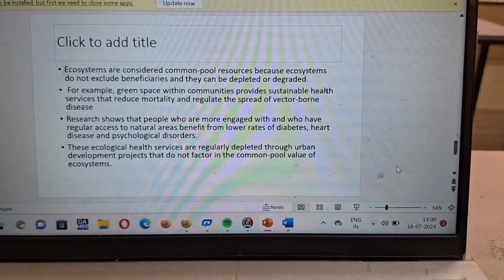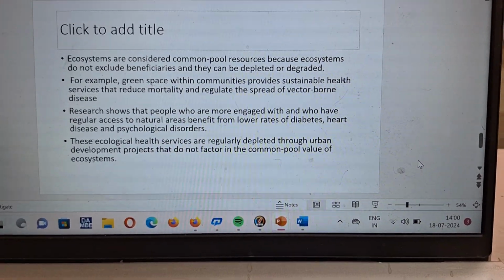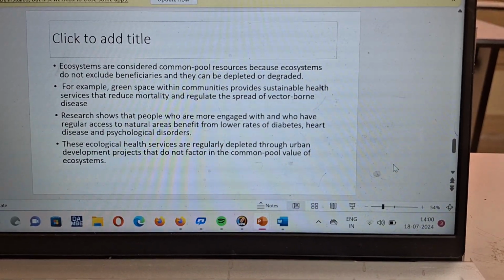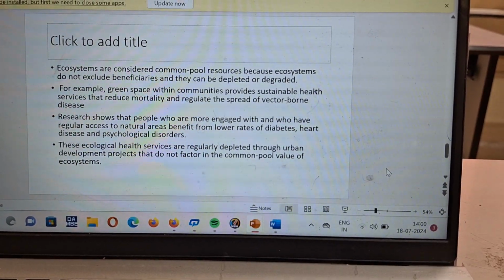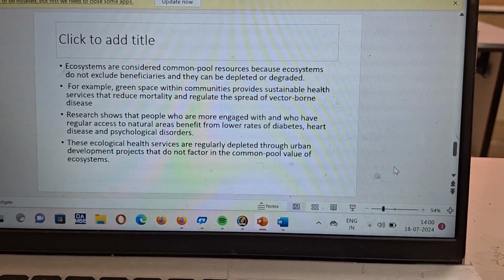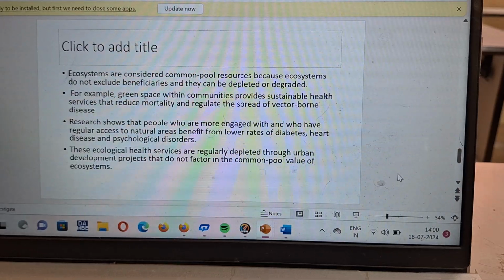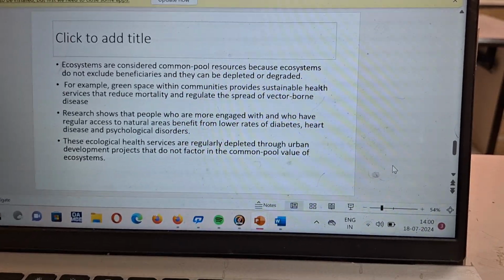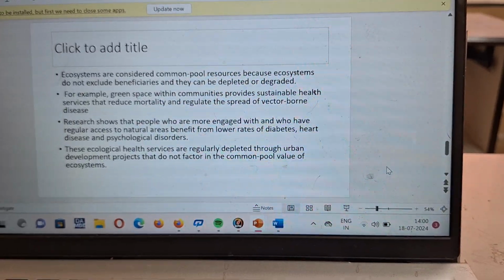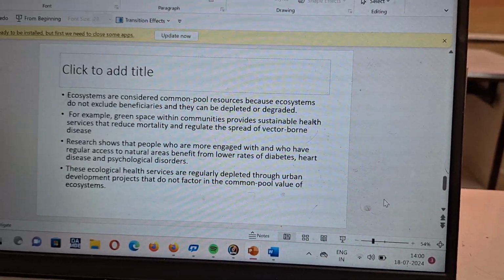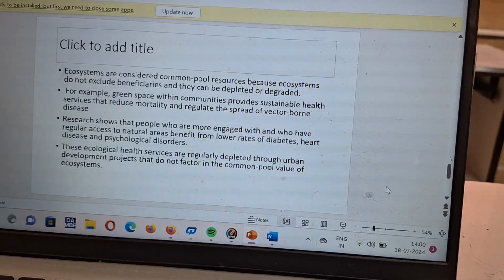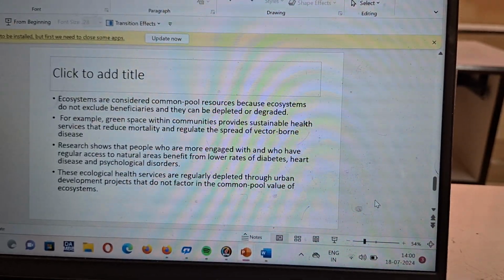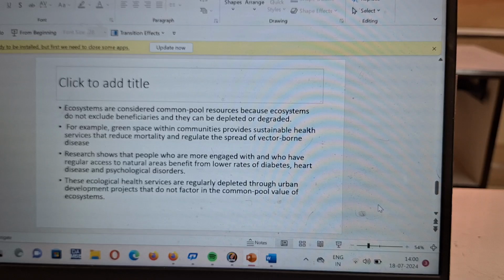So we are nearing the end of the slideshow. Ecosystems provide a lot of things. For example, a benefit of ecosystem is that there is a lot of green space available which prevents the spread of vector-borne disease, and these large green spaces provide good parking place, good oxygen, and of course it will reduce the mortality because you are getting fresh oxygen in the large green space. Green space is one big environment where you get fresh oxygen, and research shows that people who have more access to natural areas have lower levels of diabetes, heart disease, psychological disorders.